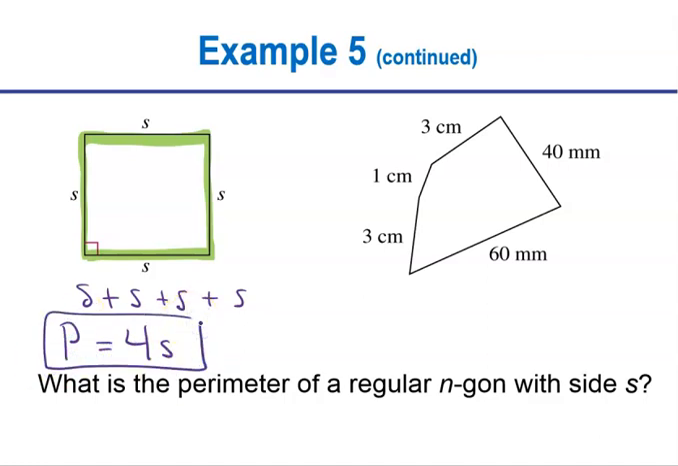But this guy, we've actually got lengths. Now, how many sides does this have? 1, 2, 3, 4, 5. That's a pentagon, right? It is not a regular pentagon because all the angles and all the sides are not the same length. But it's a pentagon nonetheless. We've got 3 centimeters. That's my first walk. Plus 1 centimeter. Plus 3 centimeters. Plus 40 millimeters, plus 60 millimeters.